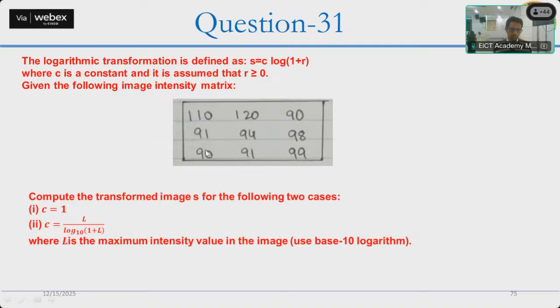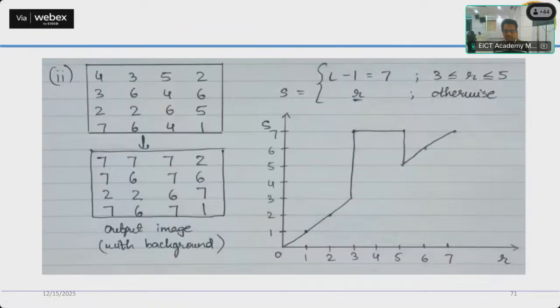In the afternoon session, we will see the application of these concepts, such as slicing, and how negative transformation of the image actually helps in reality. That we will see at the fundamental level. So that's all from our side.